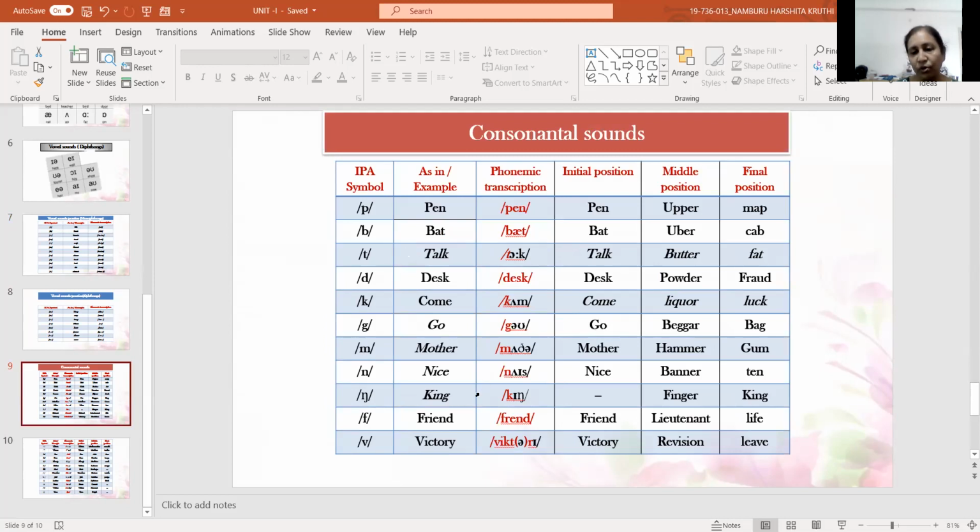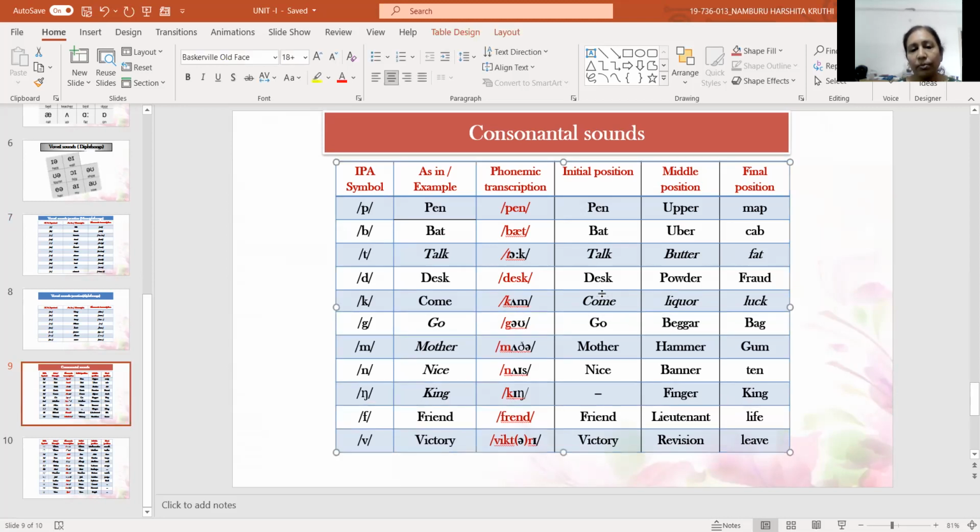We have all the 24 consonant sounds with initial, medial and final position. Let us see p. It appears in pen in the initial position. It appears in the middle position in the word upper. Then it appears in the final position in the word map. So this is how you should know. You can practice them by writing them down and underlining where they actually appear. It is not a big task at all. It is very clear in this chart where these sounds appear, whether initially, medially, or finally.